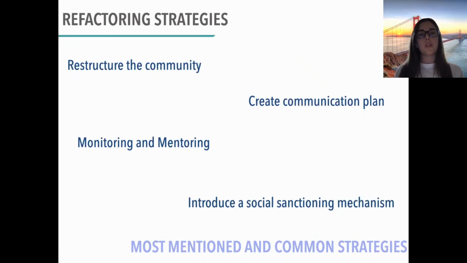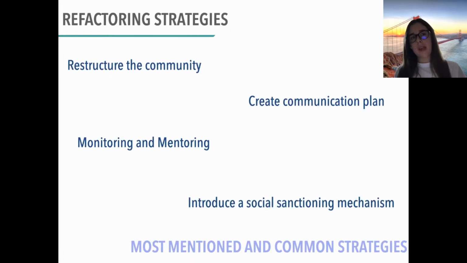For example, restructure the community is the most mentioned strategy for organizational silo, which has a clear organization problem. In case of Black Cloud, which has a problem related to communication, the most mentioned strategy is to improve the communication plan. And the last one is introduce a social sanctioning mechanism. This is very interesting because, for example, for lone wolf, some participants suggest, on one side, to try to monitor and mentor the lone wolf, but on the other side, to fire the lone wolf.